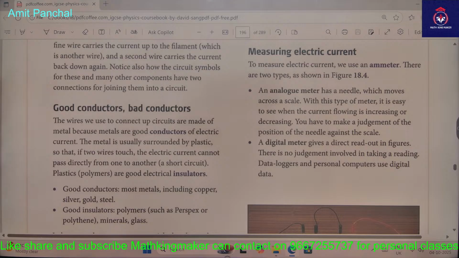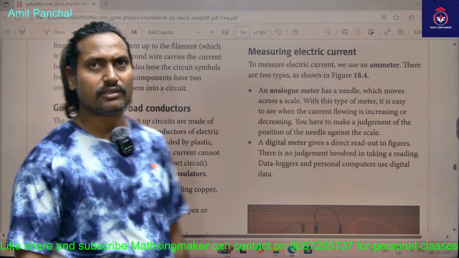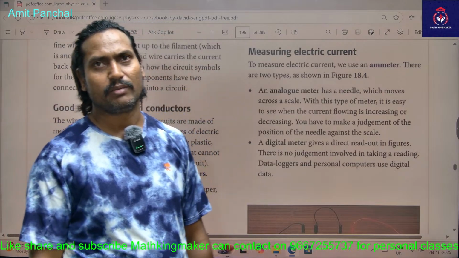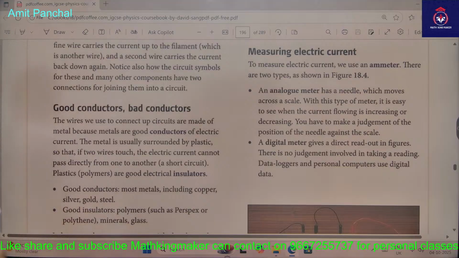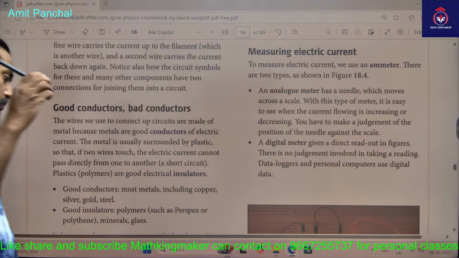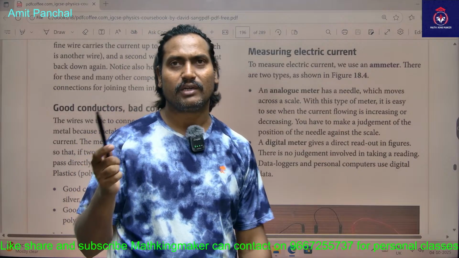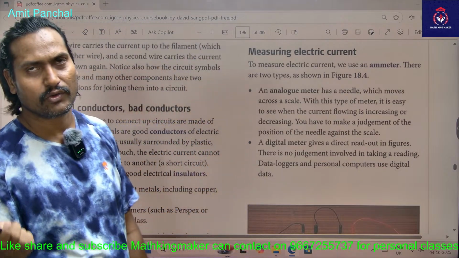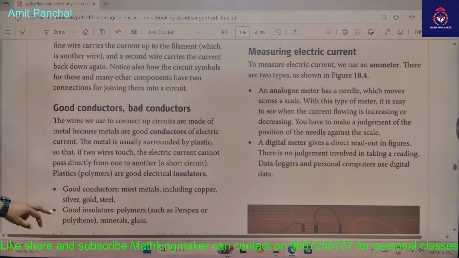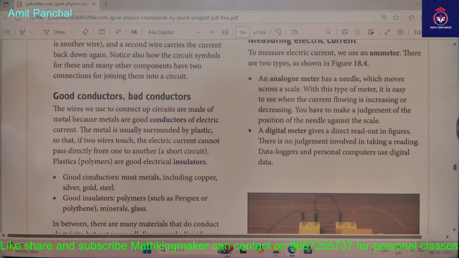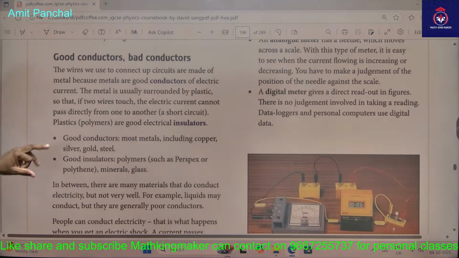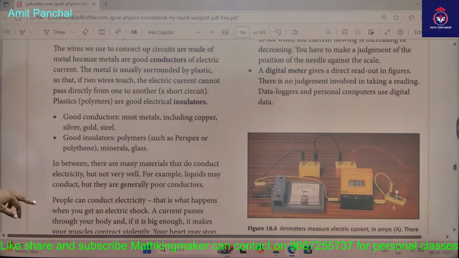Good conductor, bad conductor. A good conductor is a conductor in which current easily flows, and in a bad conductor, current doesn't flow. Like plastic. Plastic is a bad conductor, but an iron rod is a good conductor. Basically bad conductors you can call insulators. Good conductors are most metals including copper, silver, gold, steel. Good insulators are polymers or minerals, glass.